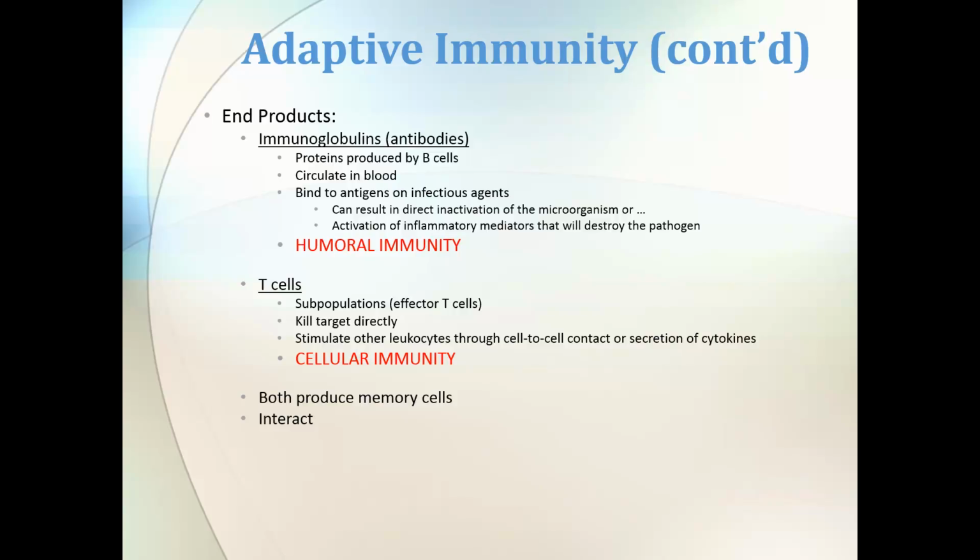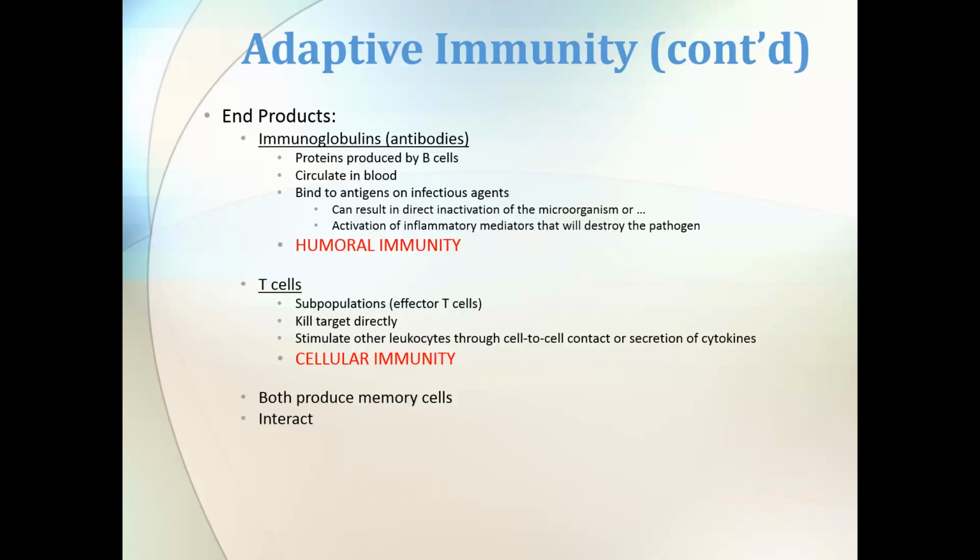They can also stimulate other leukocytes through cell-to-cell contact or secretion of those chemical messengers, those cytokines, to work against the target as well. And T cells are referred to as the cellular immunity of the adaptive immunity. So the cellular immunity arm. Now, to be clear, both produce memory cells.